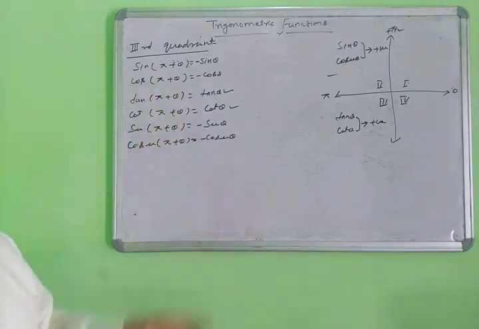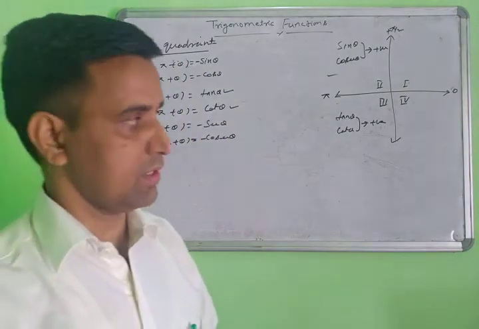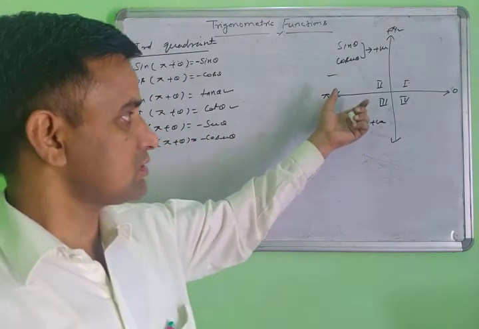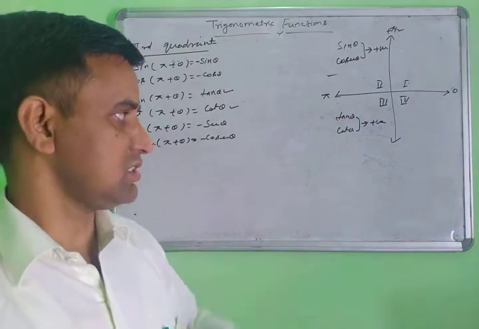So these are the identities of the first, second, third and fourth quadrant. You have to practice according to quadrant which trigonometric ratio is positive and which is negative.